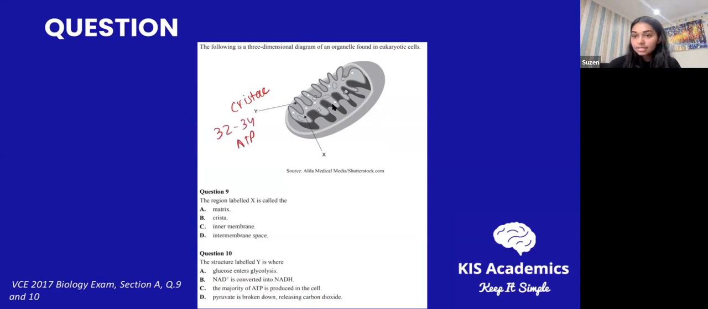Glucose enters glycolysis. So glycolysis happens in the cytoplasm. And the illustration shown here is just the mitochondria. So the cytoplasm isn't shown here.